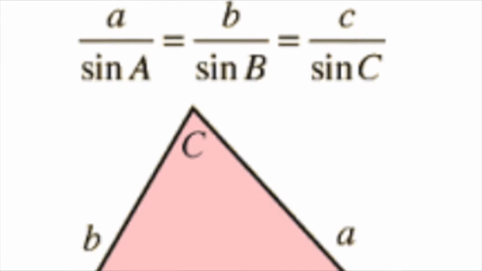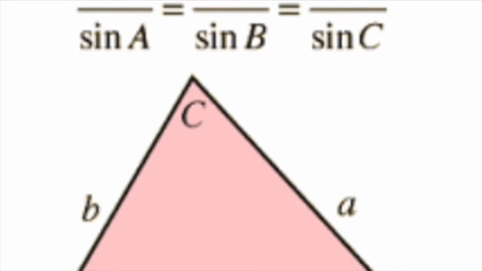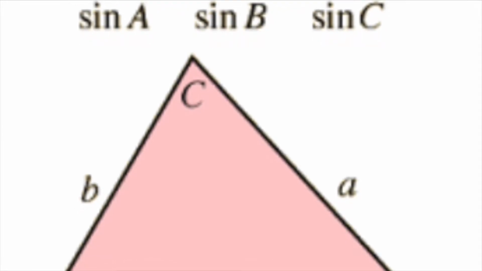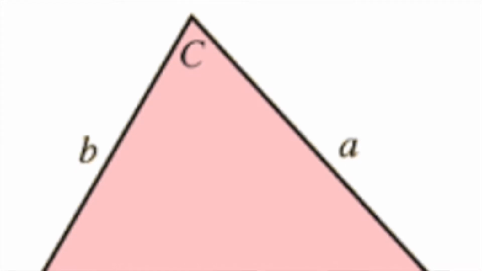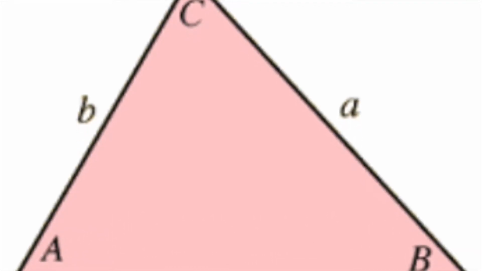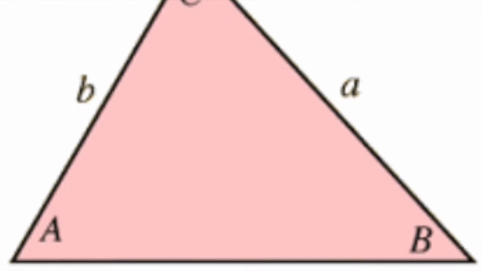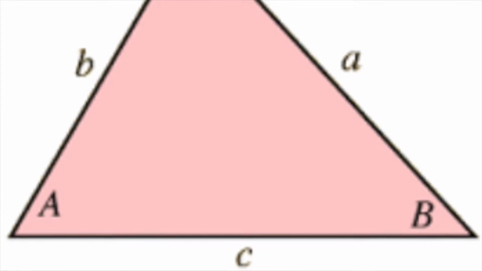The first trigonometric definition is the law of sines. This states that A over sine A equals B over sine B equals C over sine C. Also, by using this, you can see that the formula creates an equilateral triangle having equal sides.